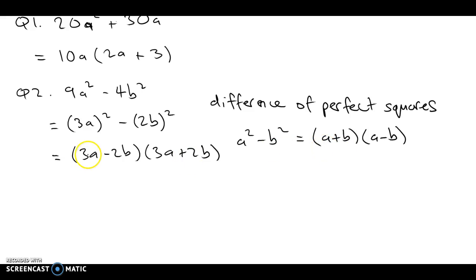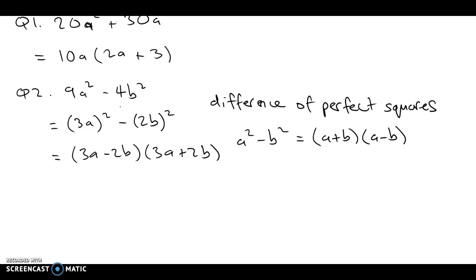So let's expand it here. 3a times 3a will give us 9a squared. 3a times 2b will give us 6ab. Minus 2b times 3a will give us minus 6ab. So those will cancel, and then minus 2b times 2b will give us minus 4b squared. So that's how that identity works.